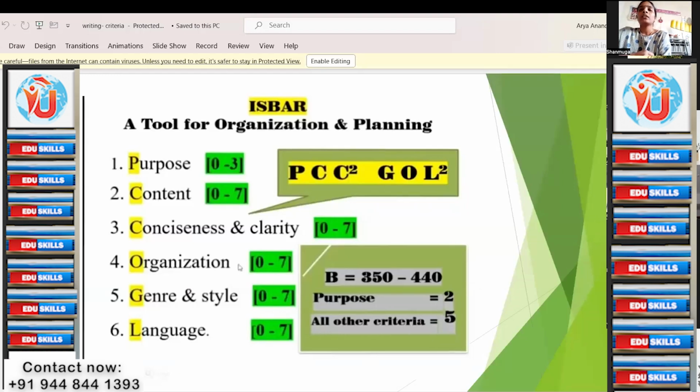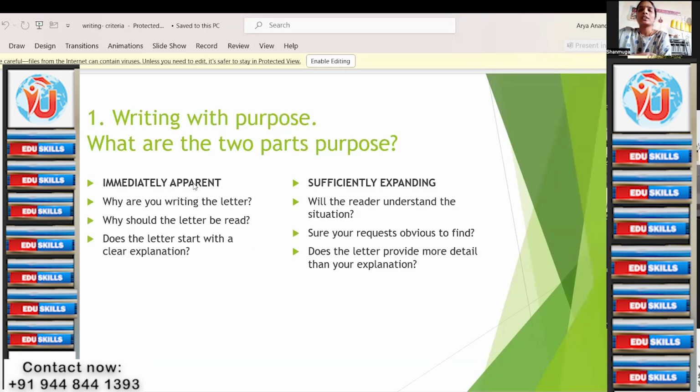So if you want a B grade, you have to score in purpose at least 2. Then only you will have met 350. And the other criteria have 0 to 7 scoring. For example, content 0 to 7, conciseness and clarity, and the other criteria as 0 to 7 scoring. We are going to look into the detail of these criteria.